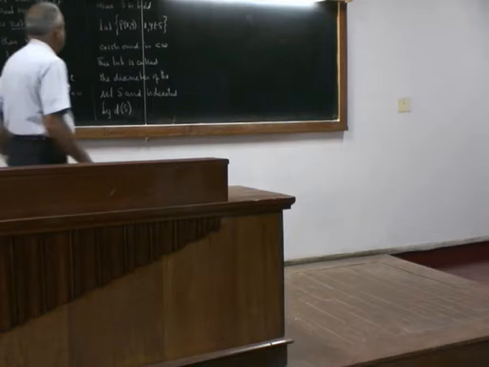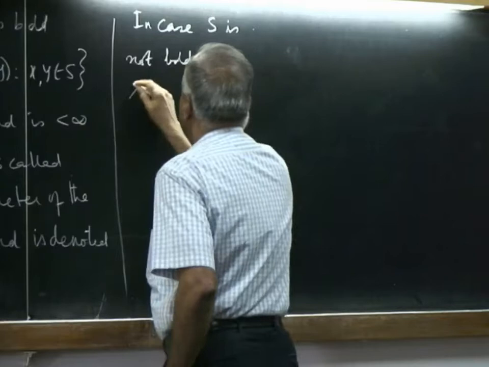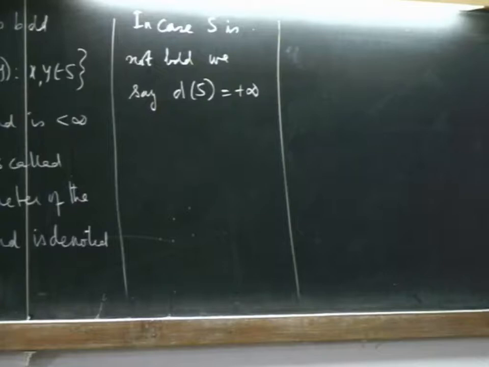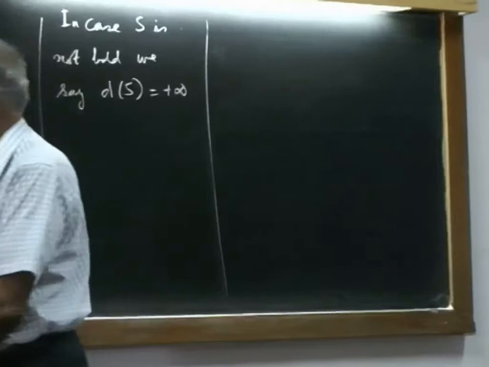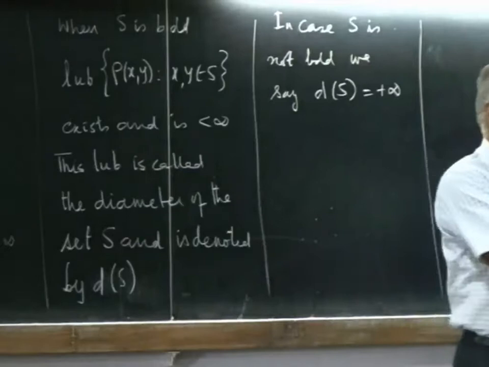In case S is not bounded, we say the diameter of the set S is plus infinity. This comes from the notion of taking a circle, where the largest distance between two points is the diameter. That is how the word diameter arises. It simply means there should essentially be a sphere, a ball with that radius which would completely encompass the set S. That is eventually what the idea is.